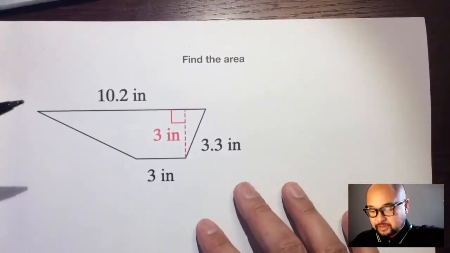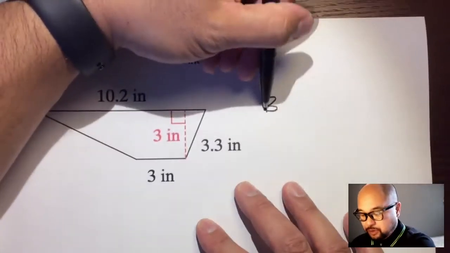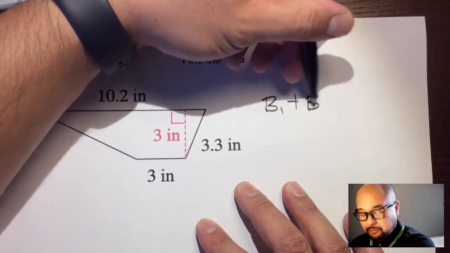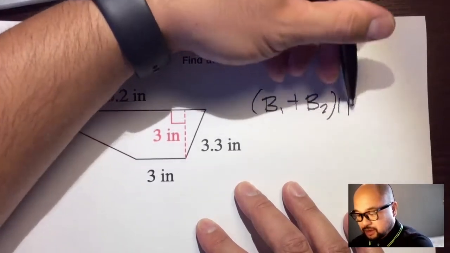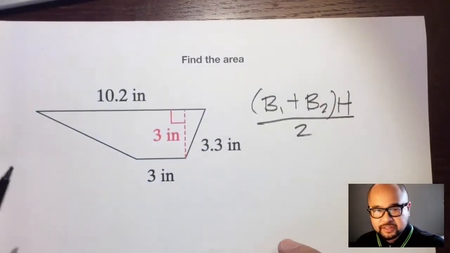All right, so find the area of this trapezoid. These two lines are parallel. Here's our height. So base 1 plus base 2 times height, divided by 2. Press pause, put this in your notebooks.